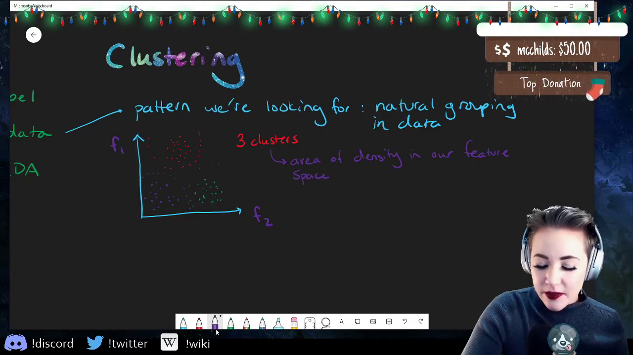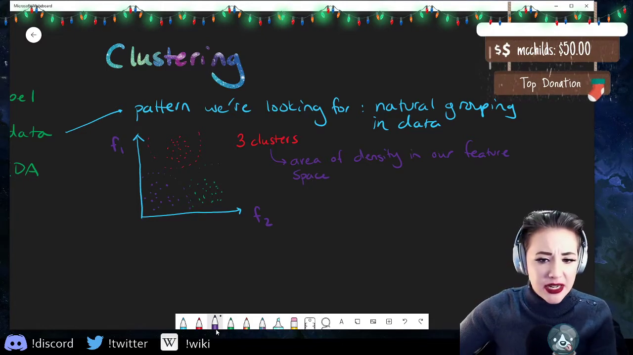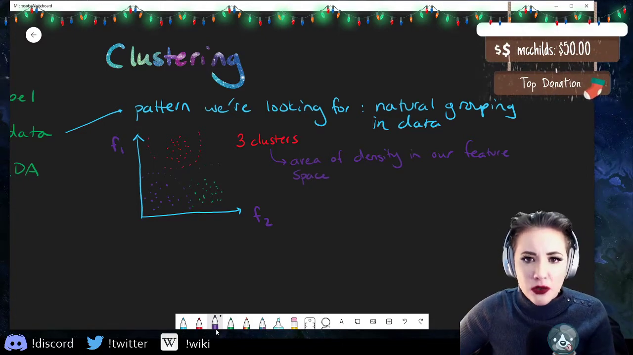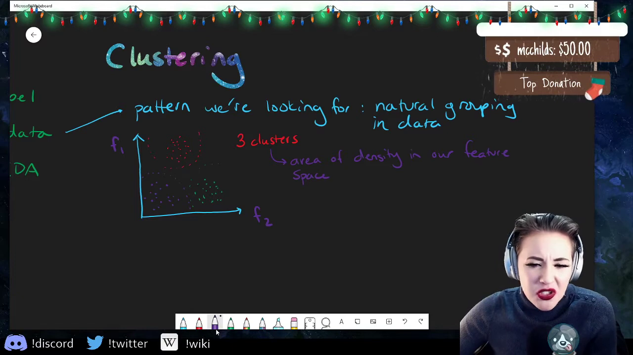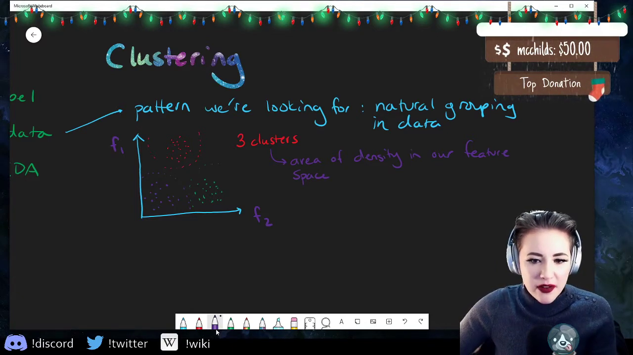So there are a lot of terms that I see thrown around that can be very intimidating to folks who are kind of new to machine learning, or they just sound fancier than they really are. So feature space is one of them.